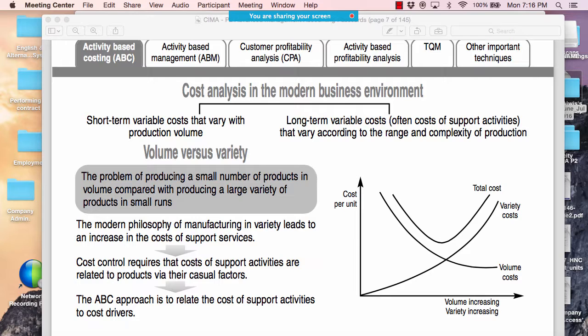So you can see they talk about cost per unit, and in this graph, the volume increasing, the volume cost, the total cost. How can you interpret this graph? I'm asking you guys too many questions, right? As the volume increases, the cost per unit comes down.